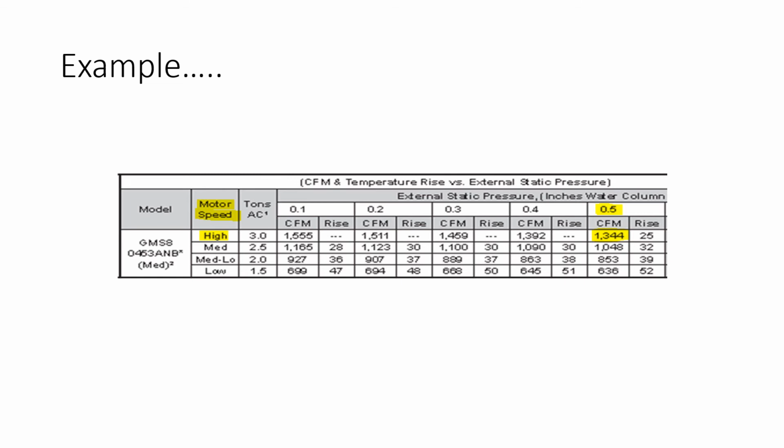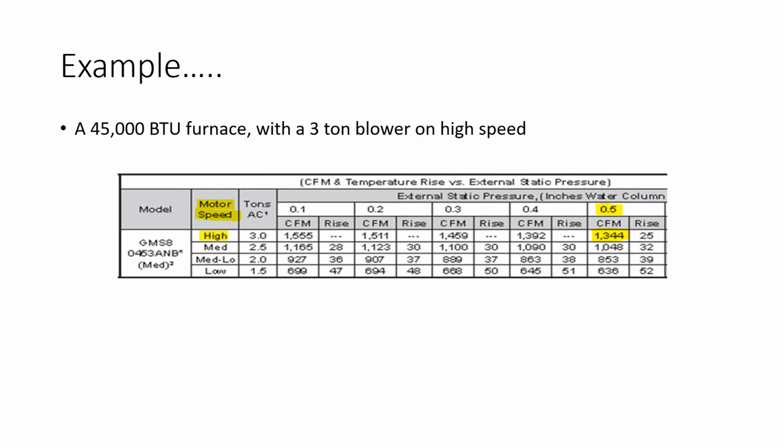Okay, so we'll take a look at our first example here, and this is a Goodman gas furnace model GMS 80453, and we're using that on the high-speed motor tap, and we take a static pressure reading, and you will see that we measure our total external static pressure at 0.5 inches water column.